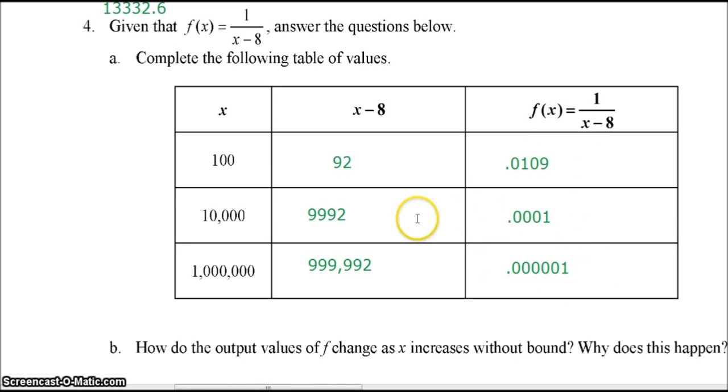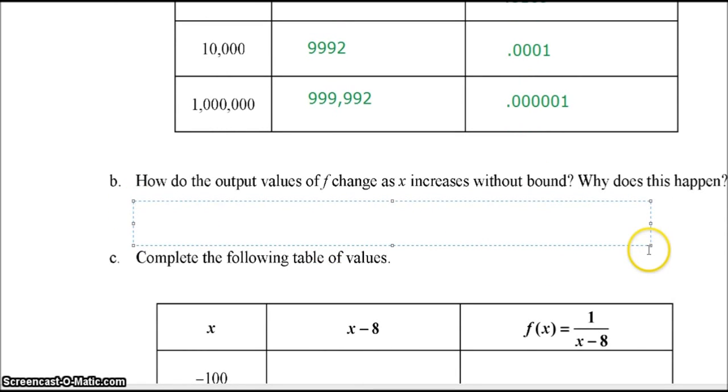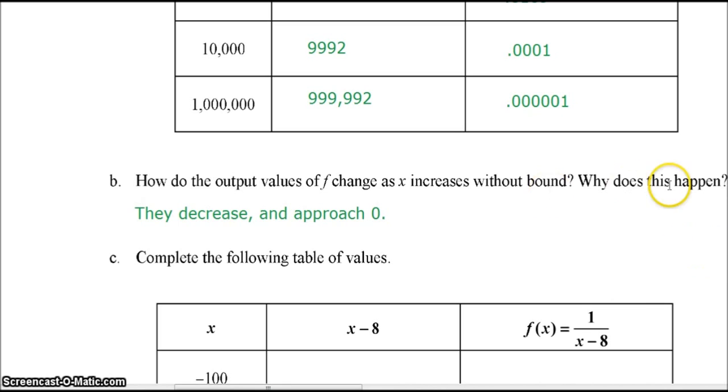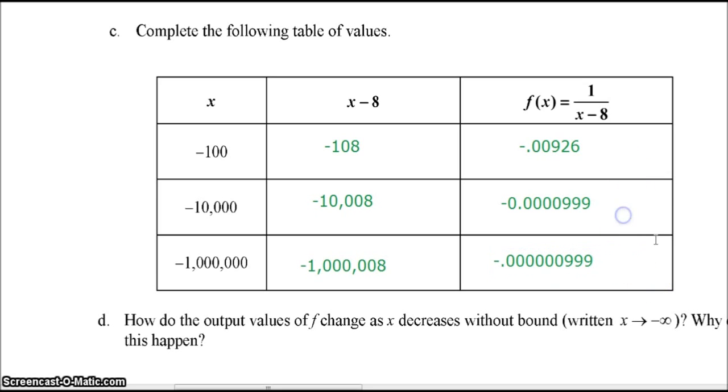So notice that as the inputs get larger and larger, the outputs approach 0. How do the output values of f change as x increases without bound? They decrease and approach 0. That tells us we have a horizontal asymptote at y equals 0. Here, negative 100 minus 8 is negative 108. This would be negative 10,008. Negative 1,000,008. And if we divide 1 by each of those values, we get some really small numbers. We're again getting closer and closer to 0.